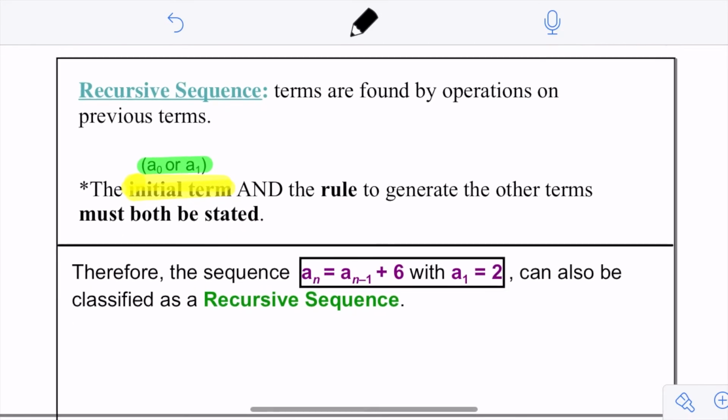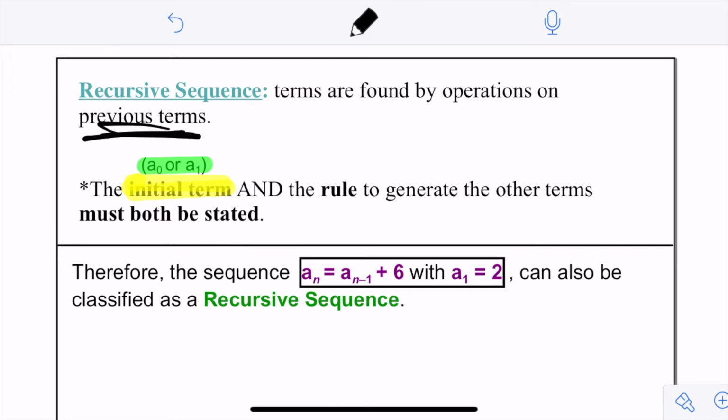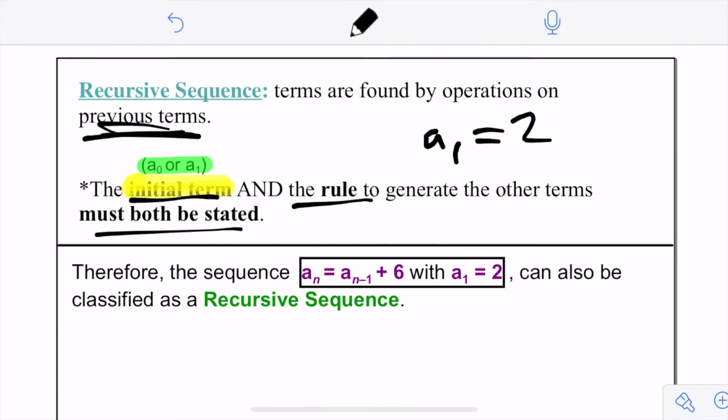Okay, a recursive sequence is what we did in the do now. A recursive sequence involves a sequence where terms are found by operations on previous terms. So again, terms are found by operations on previous terms. What's also special with the recursive sequence is that they're now going to give you an initial term and the rule to generate the other terms. So both things must be stated. As we saw in the do now, we had a1 equals 2, and then a_n equals a_(n-1) plus 6. Both things will always be stated for it to be a recursive sequence.